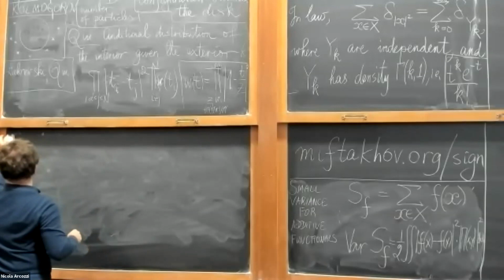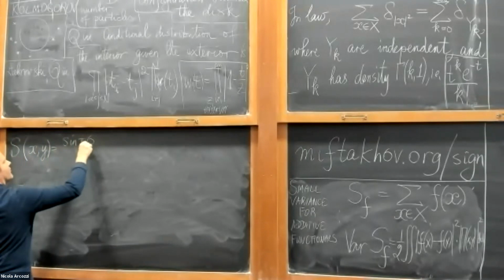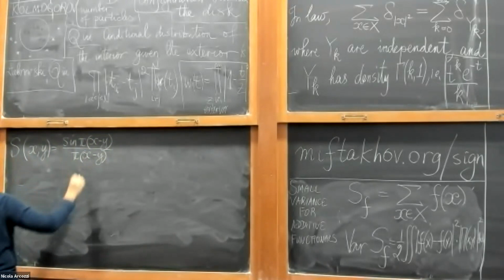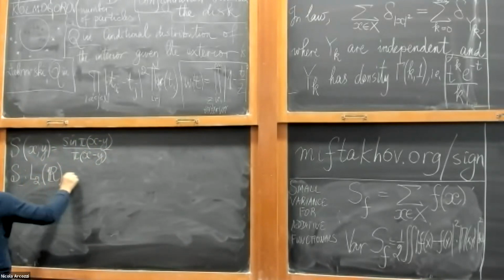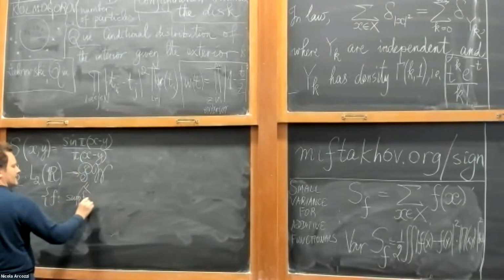The sine process is the process with the sine kernel, which is the kernel of orthogonal projection onto the Paley-Wiener space. So S projects L2 of R onto the Paley-Wiener space, where the Paley-Wiener space is a space of functions, let us recall, of which the Fourier transform lives in minus pi to pi.